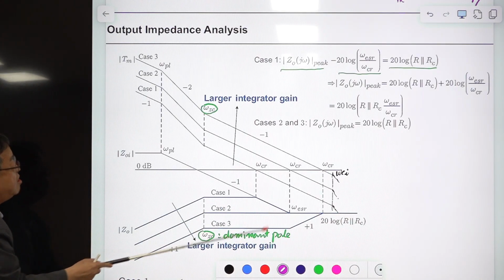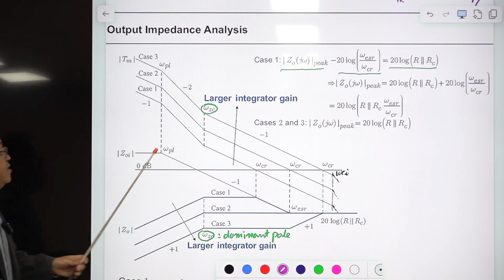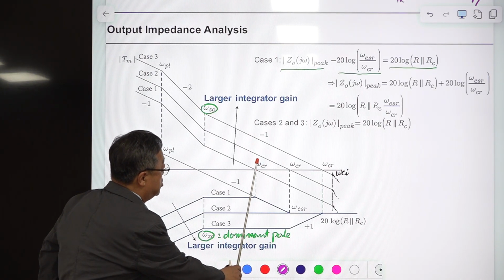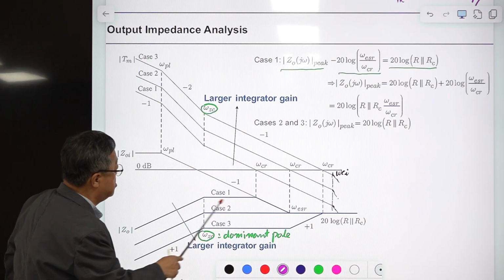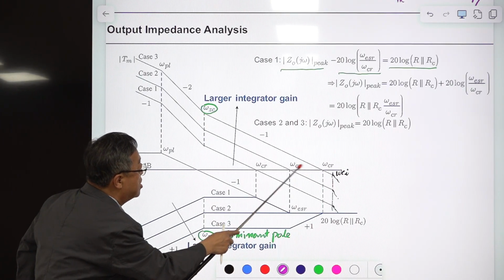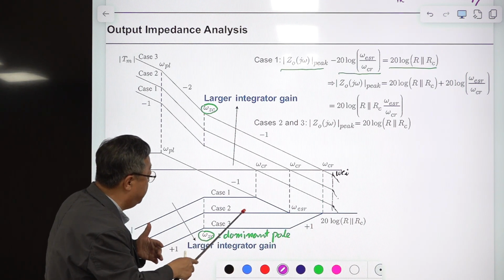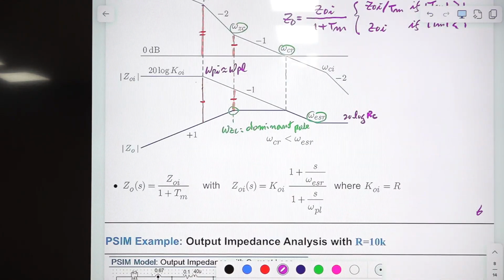Okay, so this is clear from the asymptotic construction of this output impedance. And this is a case where this omega CR, the loop gain crossover frequency, occurs before the omega ESR. This is the asymptotic construction of output impedance, and this is the final case. In this case, this omega CR occurs after this omega ESR. So we have three different cases of output impedance asymptote. Okay? This is not difficult. Follow this procedure with different cases.